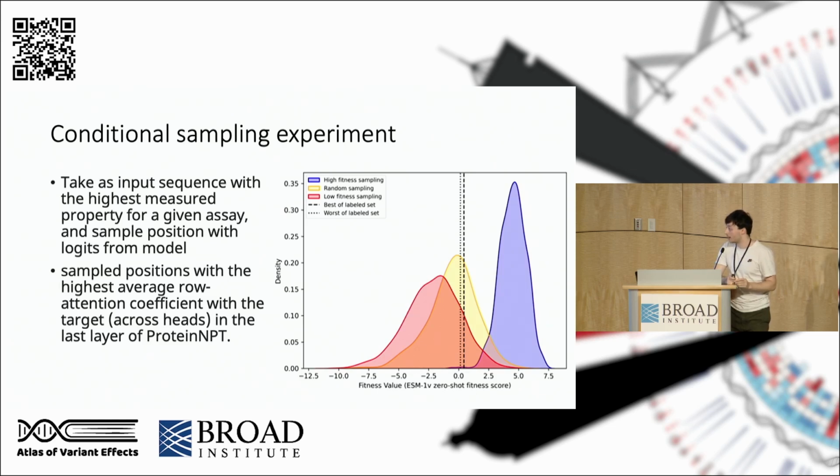And to also highlight how you would use ProteinNPT for design, we can condition both on the sequence and also on the fitness prediction. So we take as input sequence the one with the highest fitness, and we try and see how well we could improve on that fitness score, and we score with an independent model, ESM1V. And we see that by doing this and resampling amino acid substitutions at positions in our sequence from our model, we get a higher fitness distribution than naturally observed.